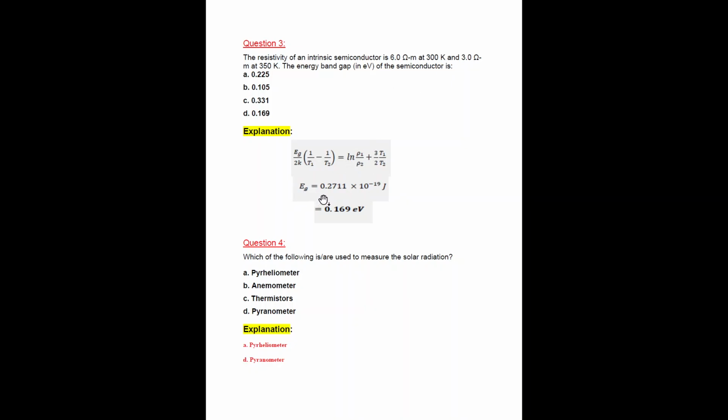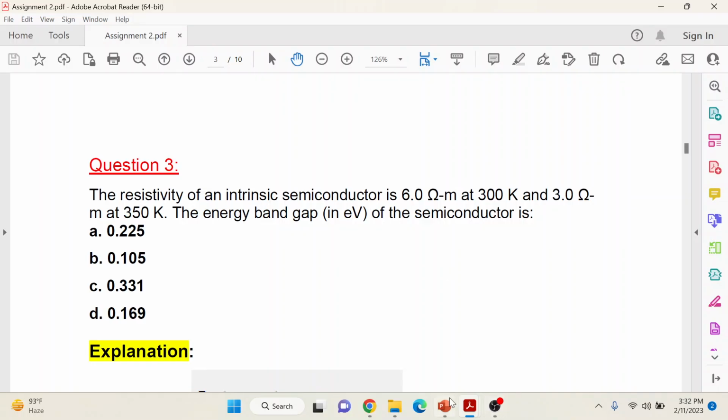0.2711 cross 10 raised to power minus 19 joule, and then we convert this joule into electron volt. You know how we calculate it? That is dividing by the charge of an electron, and then this comes as 0.169 electron volt. So this is the right answer.